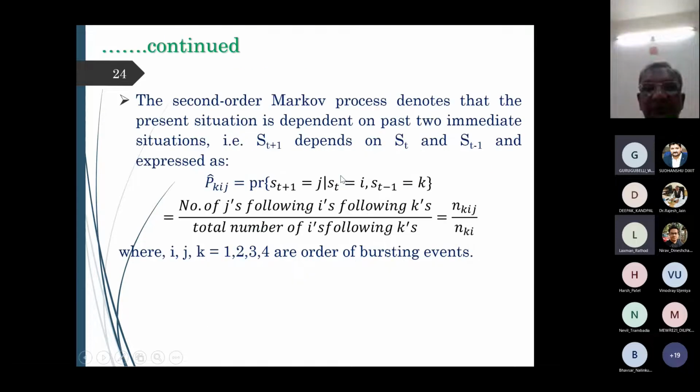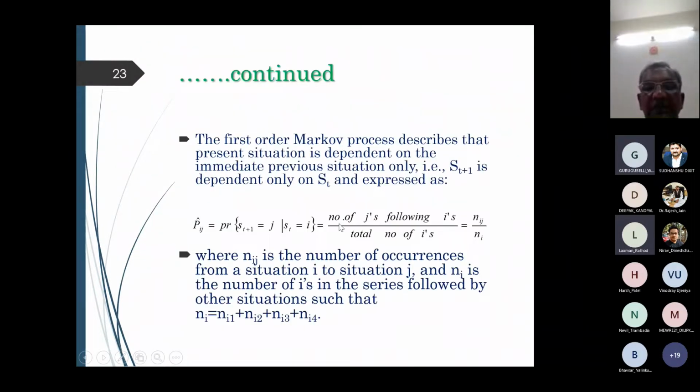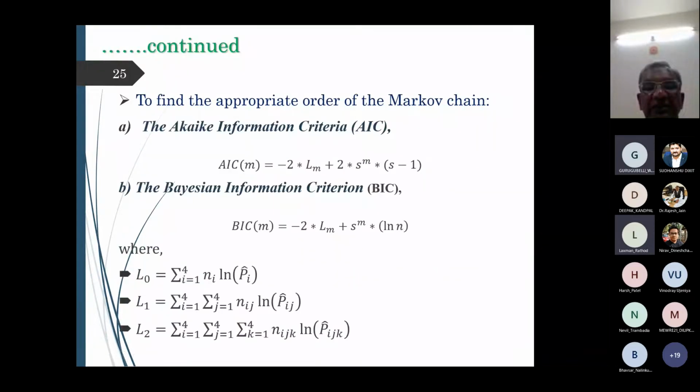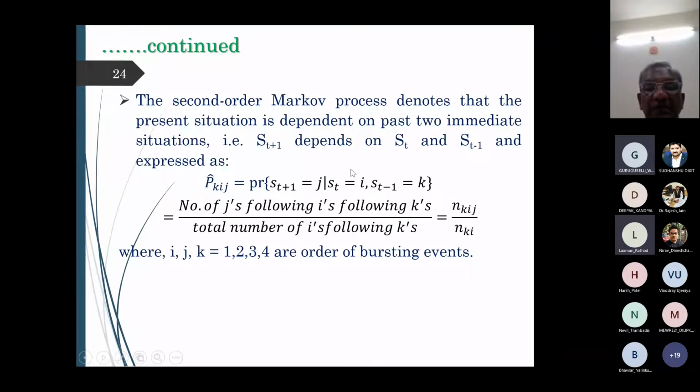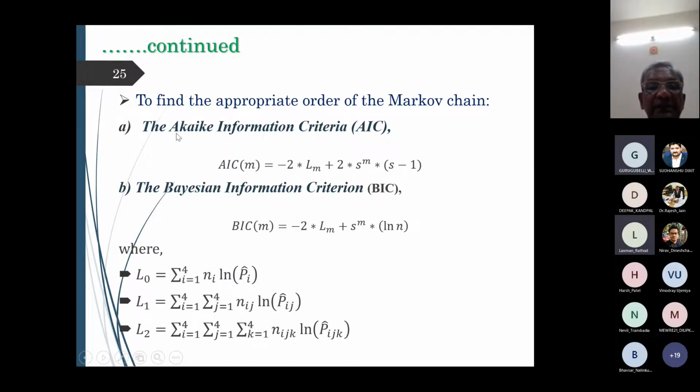And similarly we have the Markov process of order 2. Okay, so first zero order, first order, and then we have the second order. These are different Markov processes for the bursting events. Then we check the criteria, whether the collected data is following the AIC criteria, or whether it is following order 1, order 2, order 3.